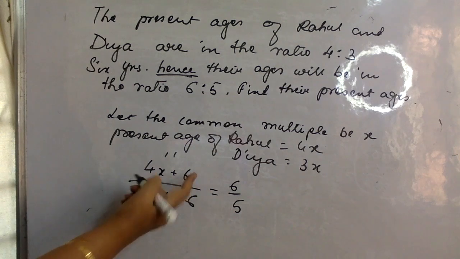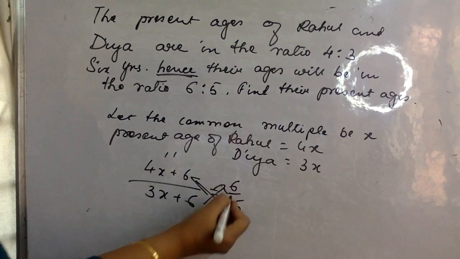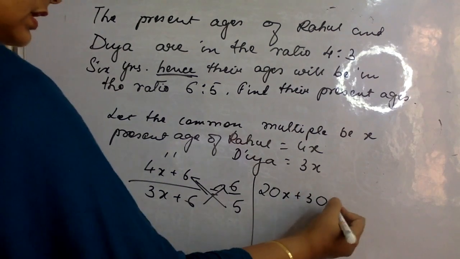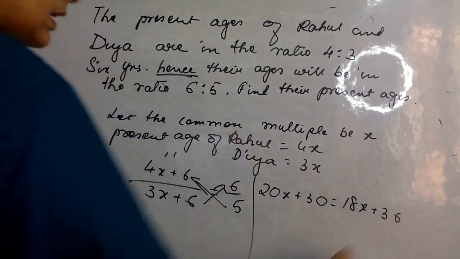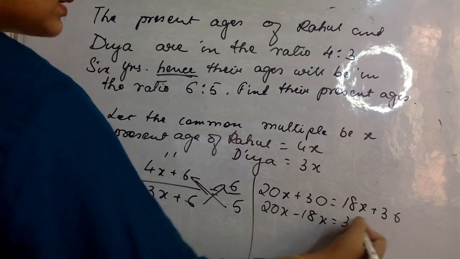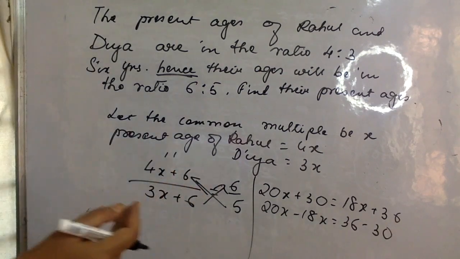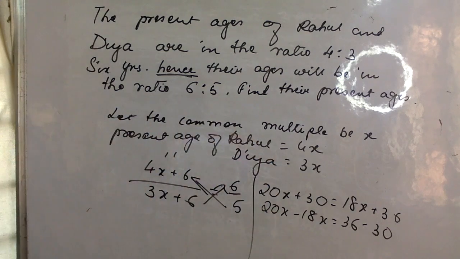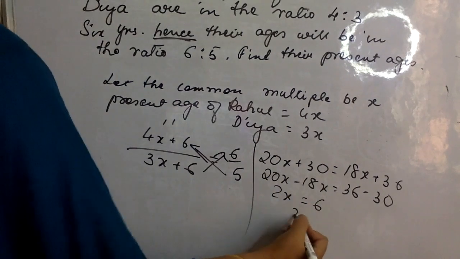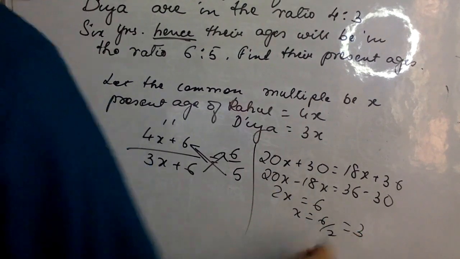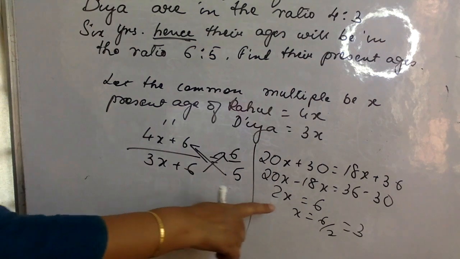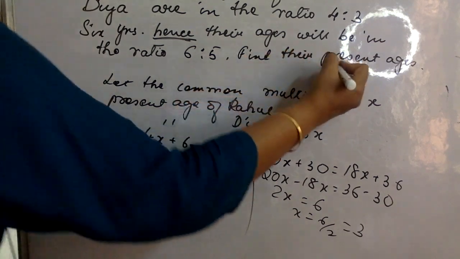So here, how to find it? Cross multiply, a very simple method of cross multiplication. This is 20x plus 30 is 18x plus 36. Get all the x's to one side, so that makes it 20x minus 18x is 36 minus 30. Remember, in linear equations, whenever you bring something to the other side of the equal to sign, it gets a change in sign. 2x is equal to 6, x is equal to 6 by 2, which is 3. This is explained well in my linear equation video. So x is equal to 3. Now what have they asked? They asked for the present ages.